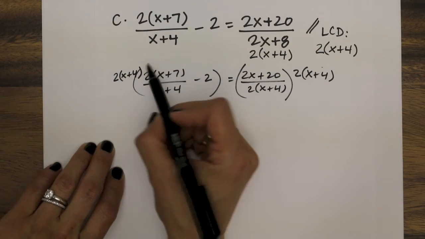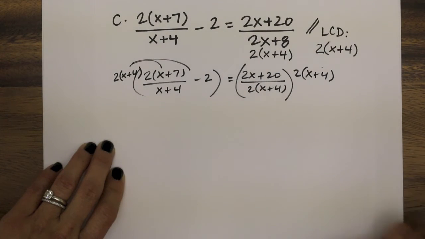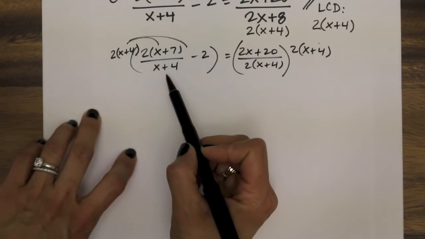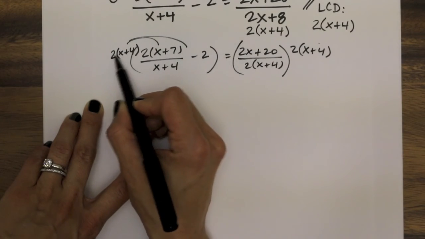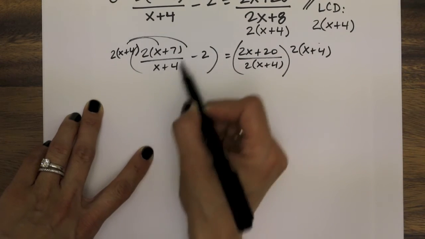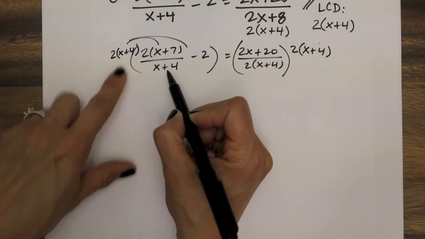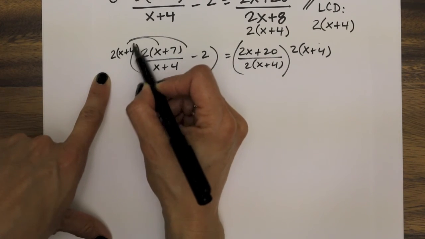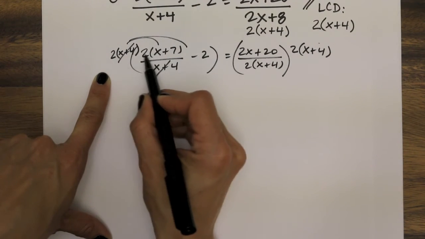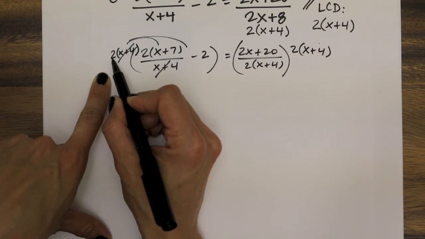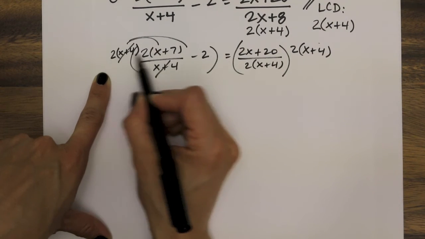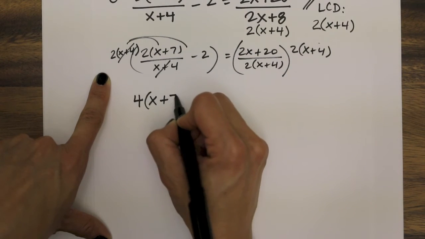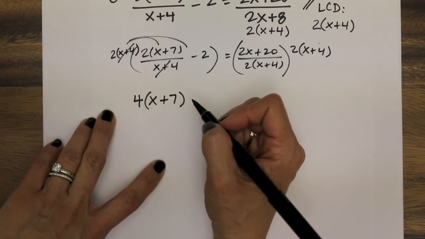Once you do so, you are distributing, and you're always looking to see what will make the denominator cancel. So when we take this 2 times x plus 4 and times it to this first fraction, the x plus 4's will cancel. Again, those x plus 4's will cancel, and you're going to multiply what's left. So you can see you have a 2 here, you have another 2, so we'll multiply what's left, so that makes 4, and I'll leave this for a second as x minus 7 in parentheses.